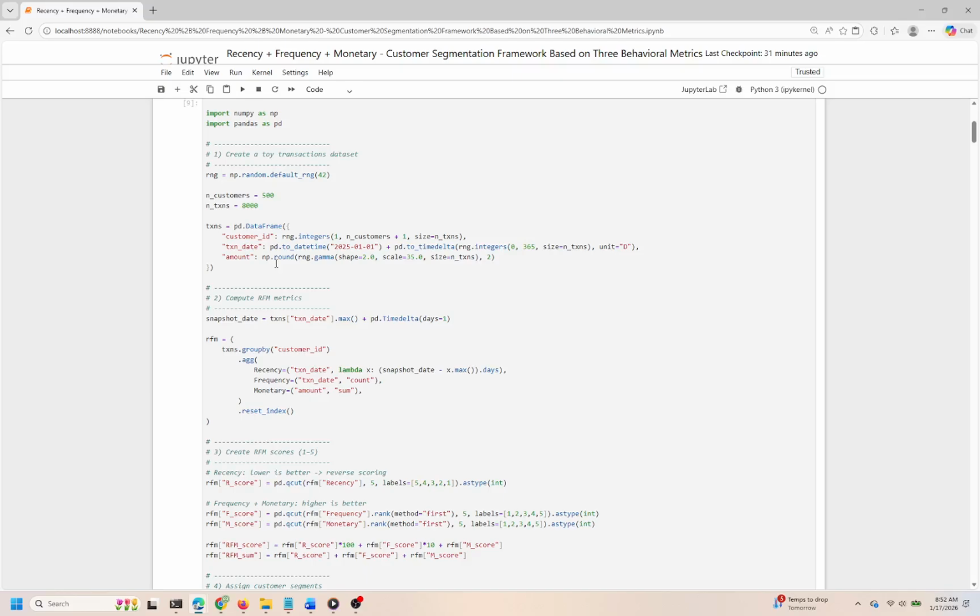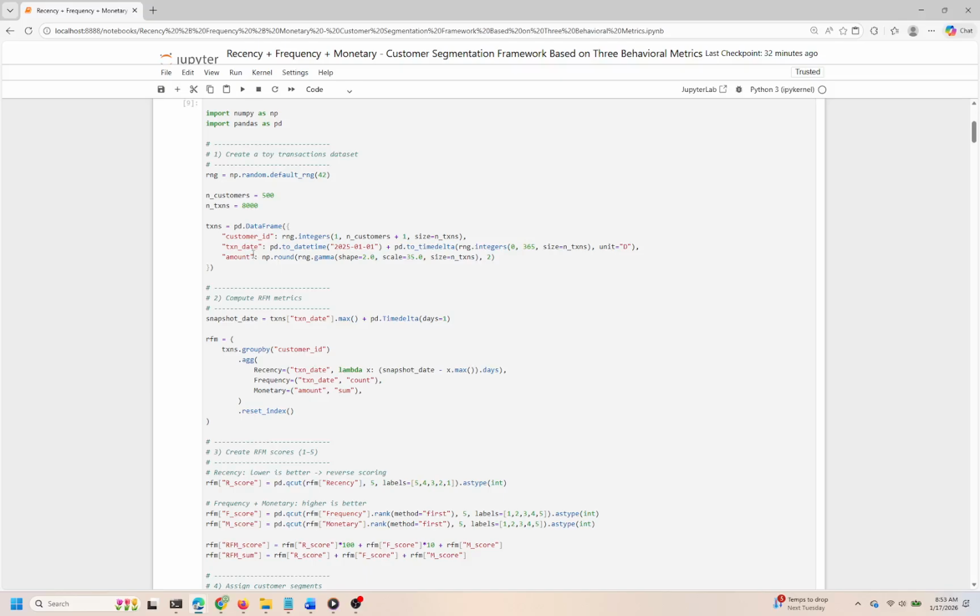Cell 3. In this code cell, we create a simulated transactions dataset and derive RFM metrics for customer segmentation. RFM stands for recency, frequency, and monetary value, which are key indicators used in marketing to assess customer behavior and segment them effectively. The first part of this cell generates a dataset using NumPy and Pandas. We set up a random number generator and define parameters for the number of customers and transactions. We produce a data frame that includes customer IDs, transaction dates, and transaction amounts, effectively mimicking real-world data.